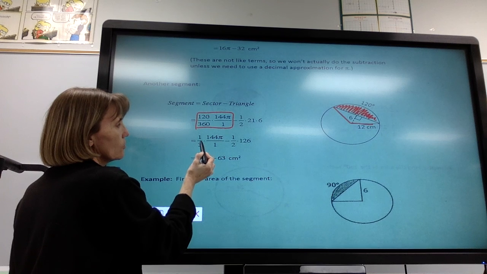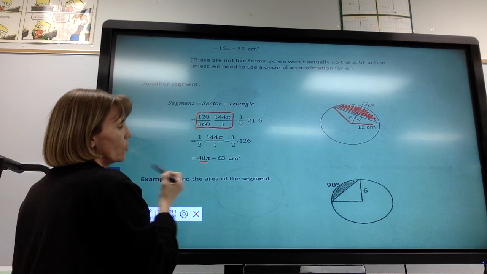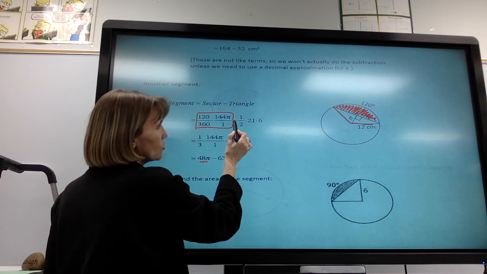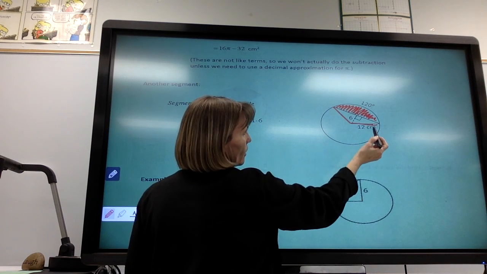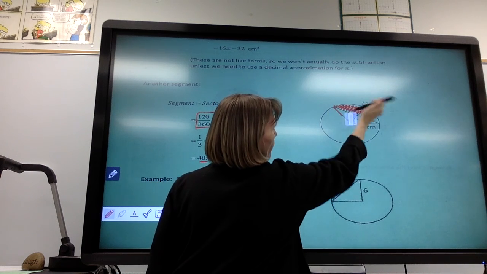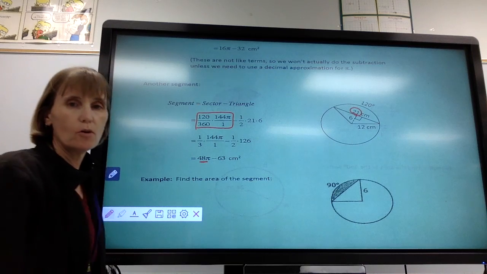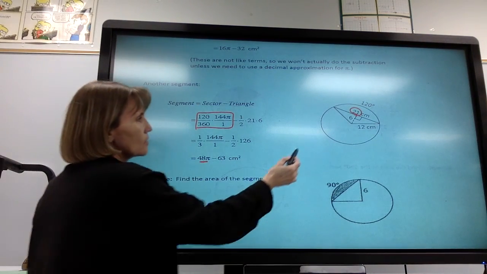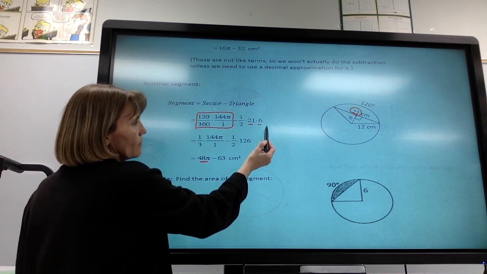120 over 360 reduces down to 1/3. 1/3 of 144 is actually 48. So we get 48 pi out of that sector area. Now we want to subtract the triangle. If you look at the triangular piece, your base and your height. Here's your height, this triangle right here. The base is the 21, even though that's not the side that you're visualizing it sitting on. The base is 21, and then the height is that 6. So here's base times height.